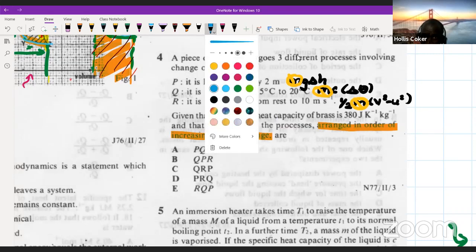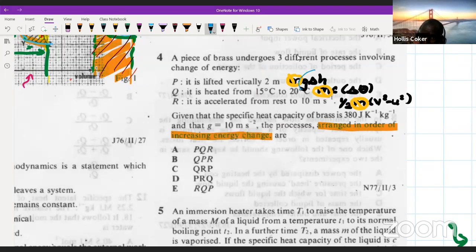What I have to do is see which is the biggest. So I'll ask myself, is g delta h bigger than c delta theta and v squared minus u squared? Let's do the numbers. Well, g delta h is what? 10 meters per second squared, that's 10 by delta h is 2, 10 by 2, that's 20. That's the magnitude of g delta h. Then c delta theta, c is what? Oh, they gave me c is 380.